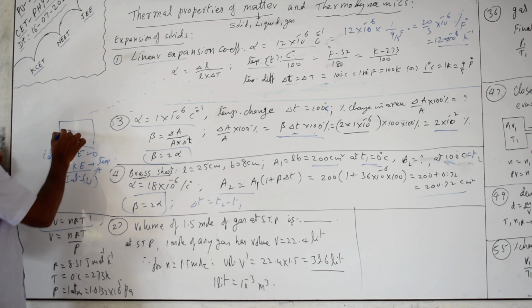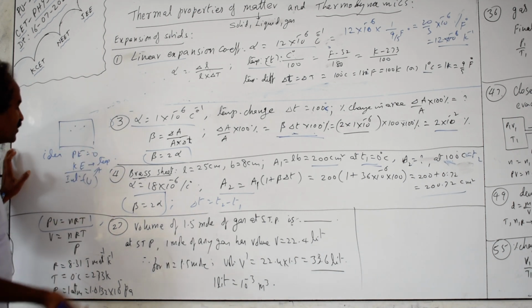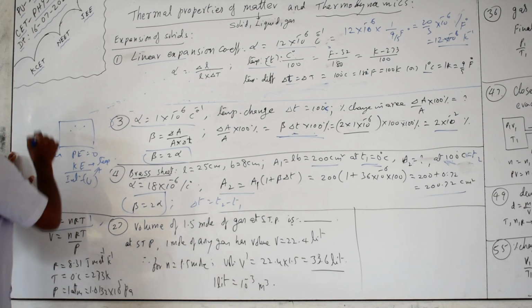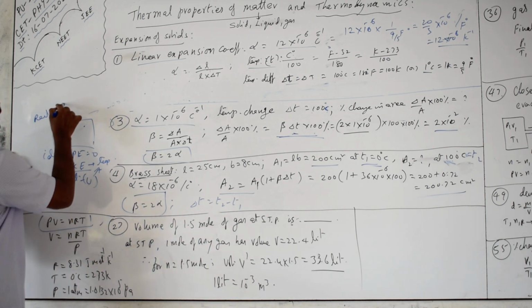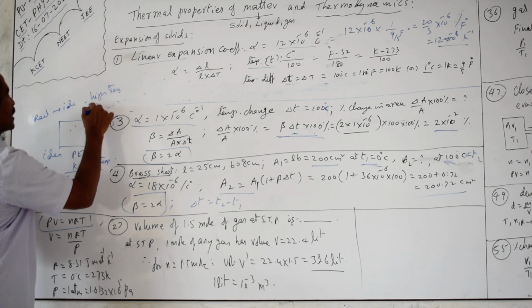Internal energy is the total energy of the gas molecules inside, that is the sum of the kinetic energy plus potential energy for real gases, what we see in daily life. But real gases behave as ideal gases at high temperatures and low pressures.